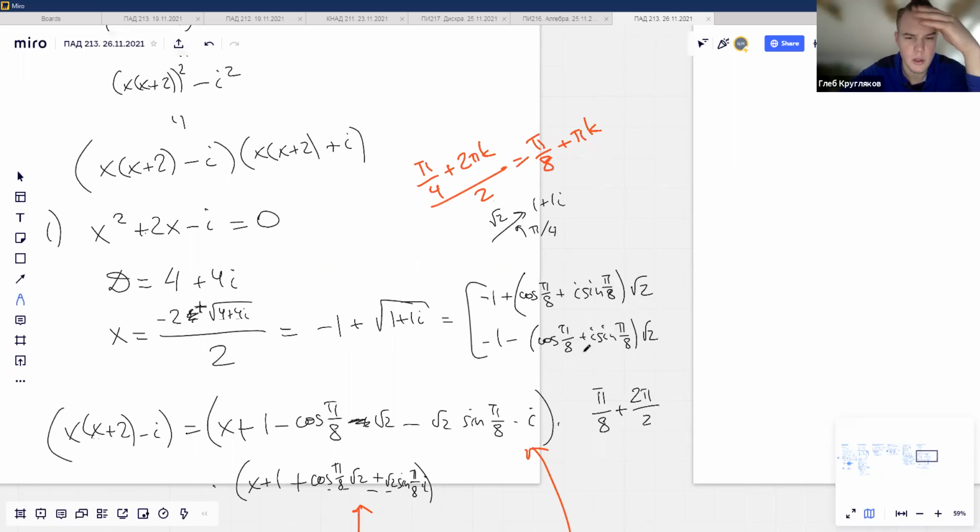And why did we divide by 2? Because it is a square root. Square root is the root of second power, n equals 2. Yeah, thank you. I got it.